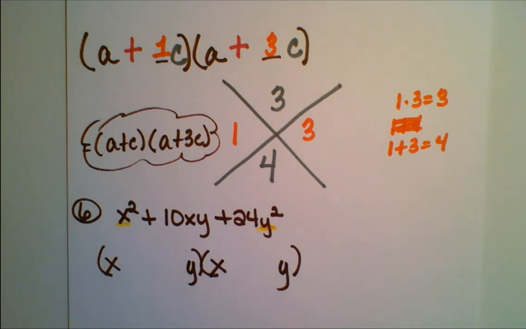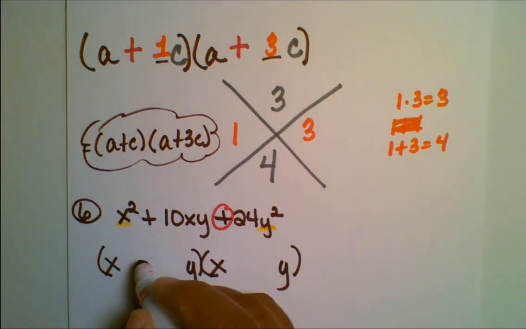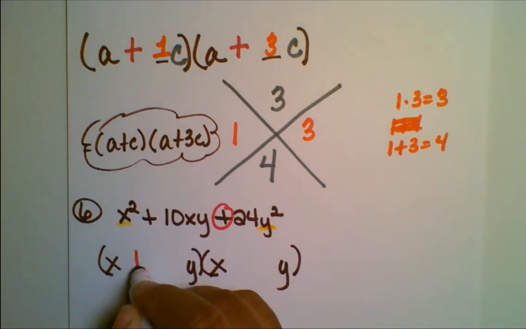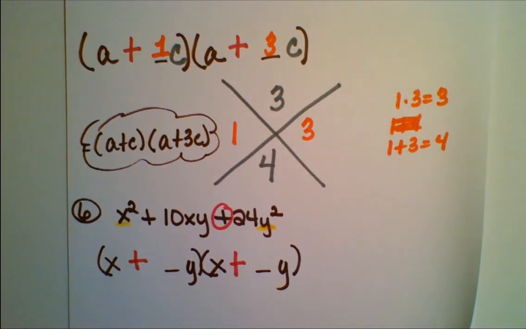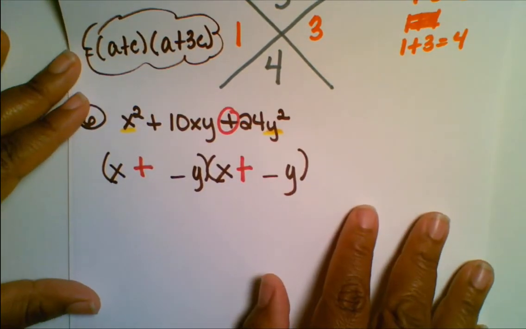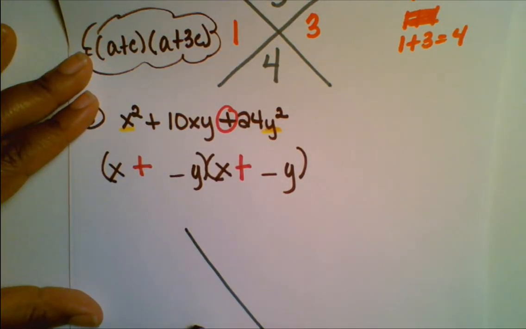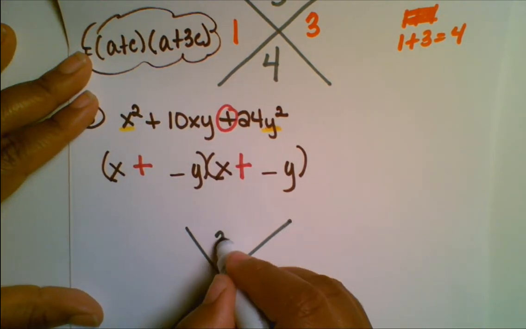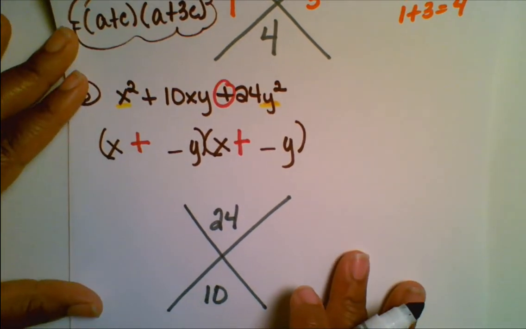Don't forget about your sign rules. Sign of the last term is positive, placing the signs in the parentheses. So we're going to have here, since it's the same signs, 2 positives, and we still want to fill in the last term. We're not finished yet. So we're looking for factors of 24 that when we add those 2 numbers together, it would give us 10.